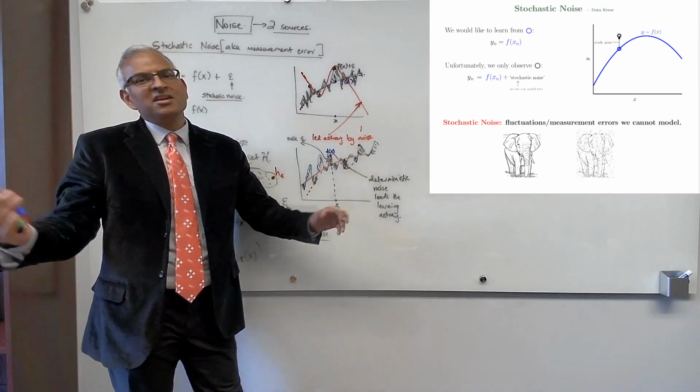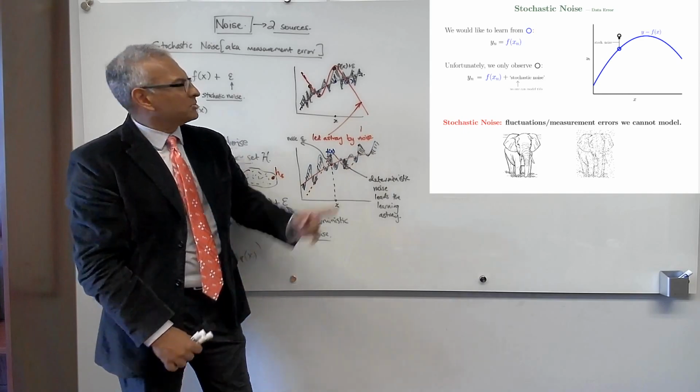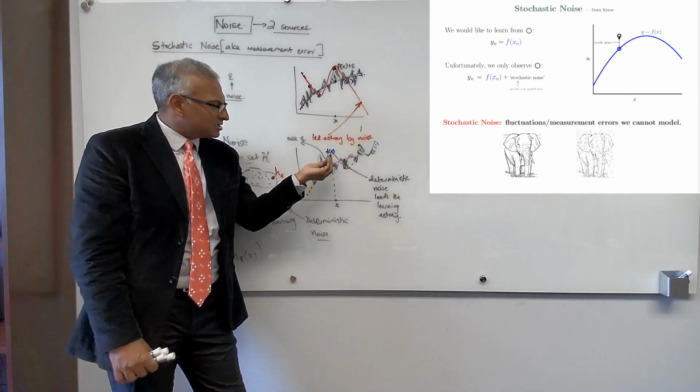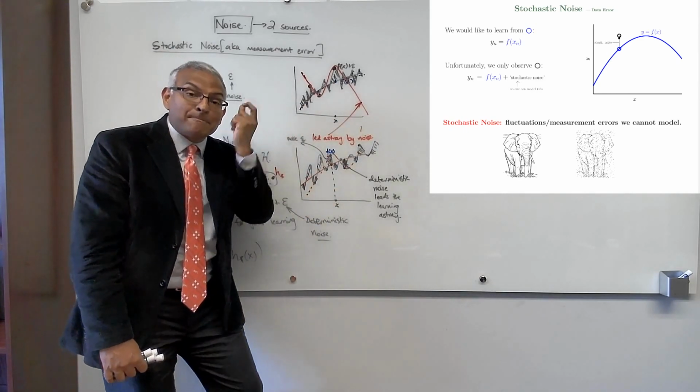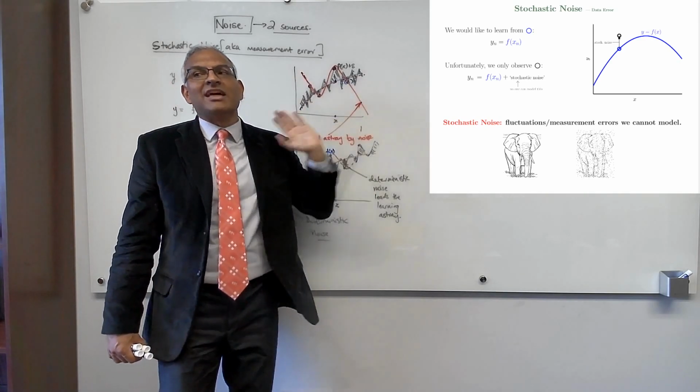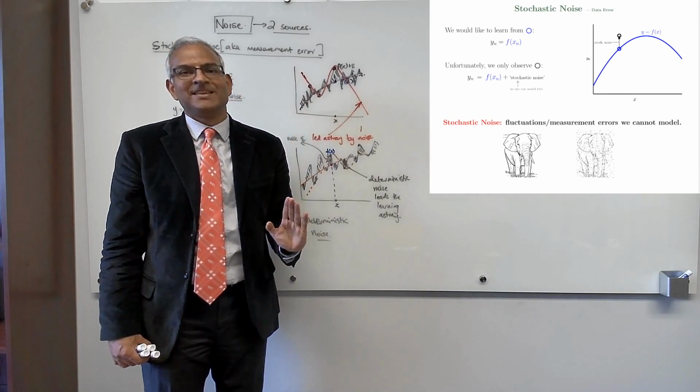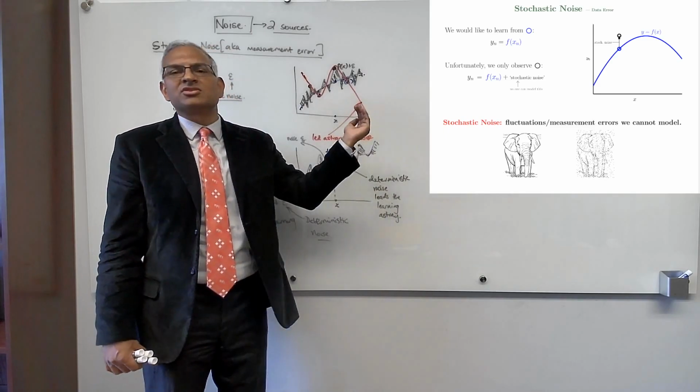But as far as the learner is concerned, once you fix your hypothesis set and once you've generated the data, the learner cannot tell the difference between stochastic noise and deterministic noise, because in both cases, it's a part of the y value that you cannot model. And in both cases, it leads you astray just the same.